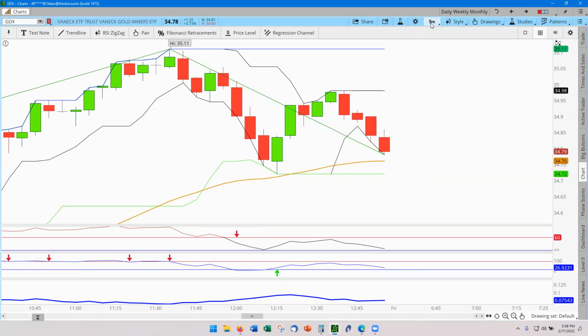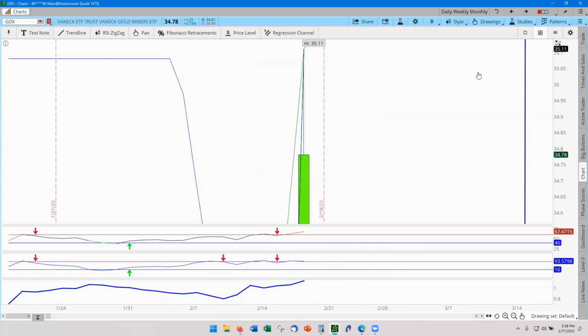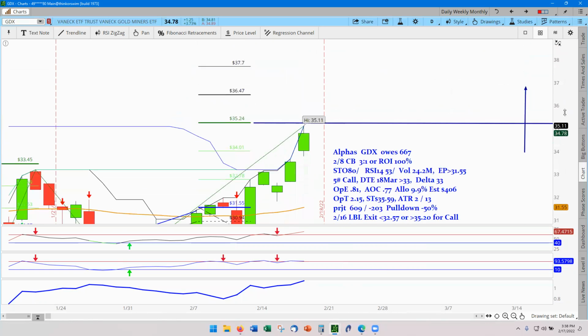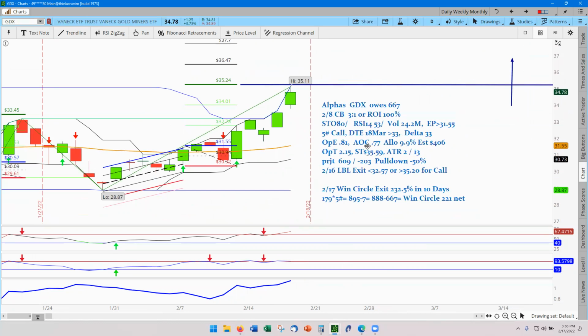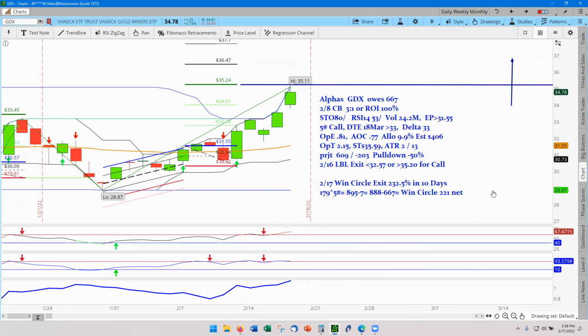So going back, set this back to my day chart. So we have it. That's the trade right there. And we do have another loss leader taken off the loss leaders list. And that's the trade, GDX 232 in 10 days.